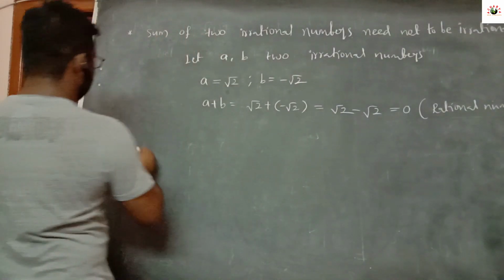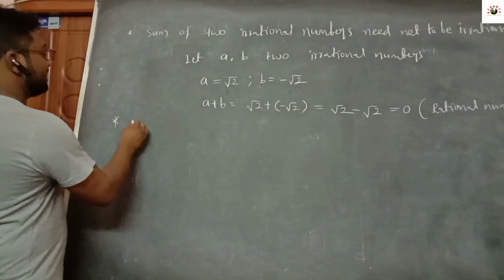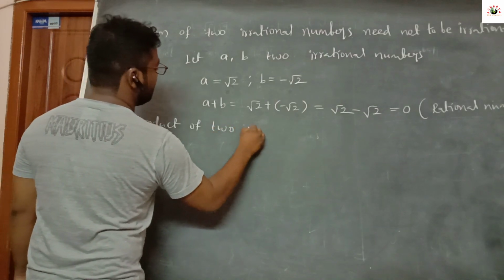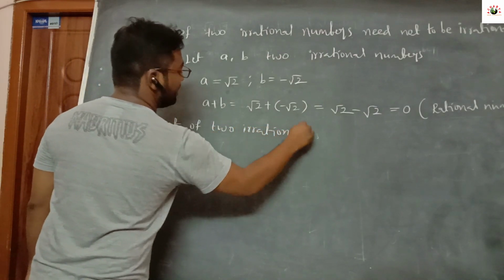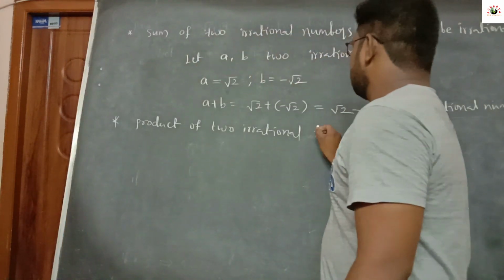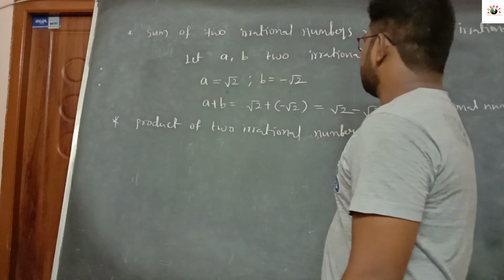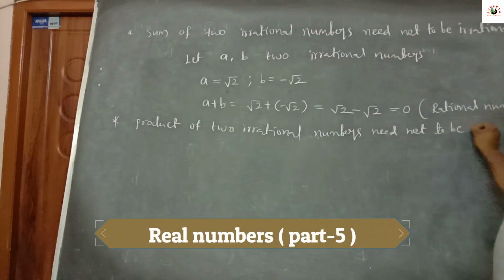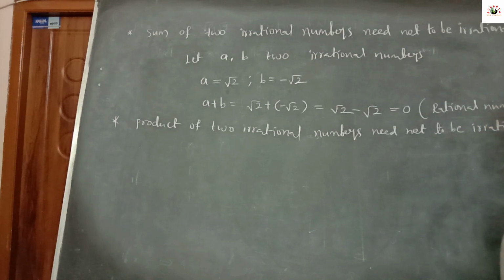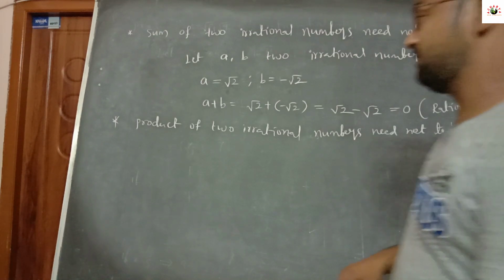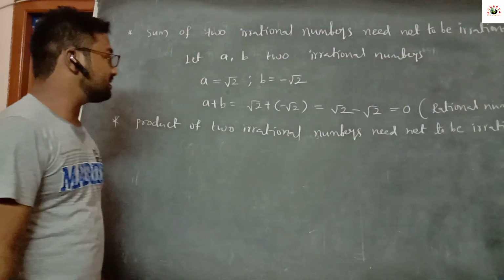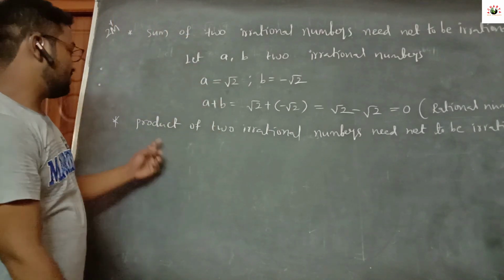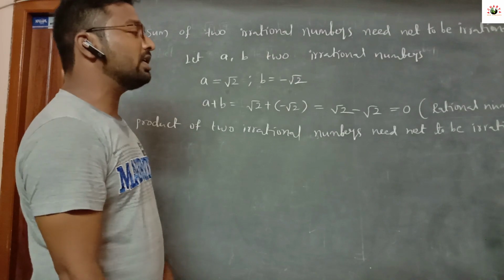Now once again, let us check the product of two irrational numbers. The product of two irrational numbers need not be irrational. These two statements are very, very important from the examination point of view, for 2 marks.